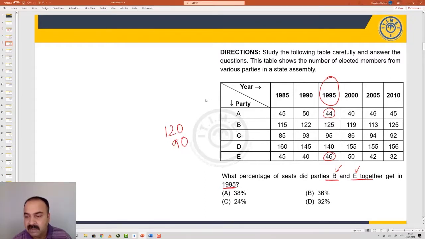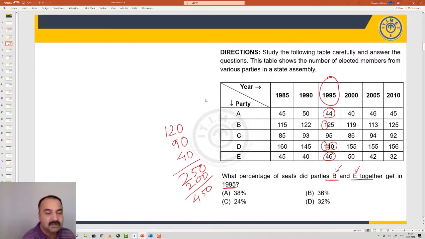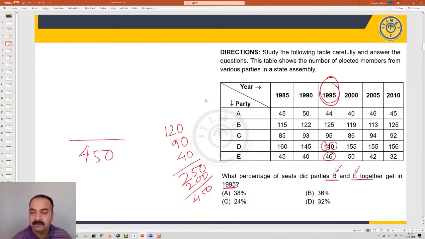Then the only number left was this number 40, which is 40. So 120 plus 40, 160, 160 plus 90 is 250. So 250 along with the hundreds. How many hundreds do we have? 100, one more 100. So 250 plus 200 is going to be 450. So the total seats in the year 1995 for that particular election was 450.